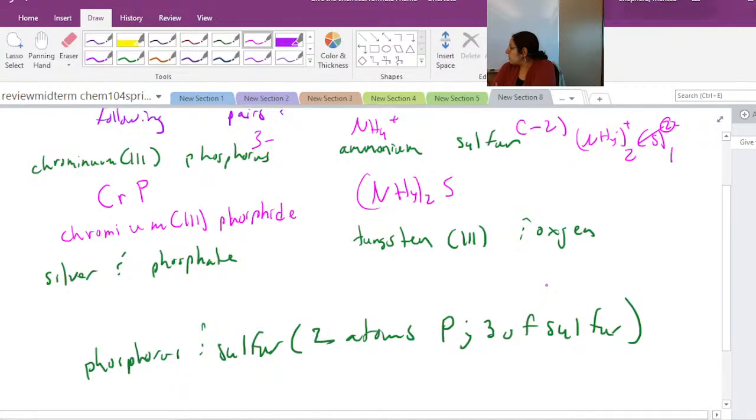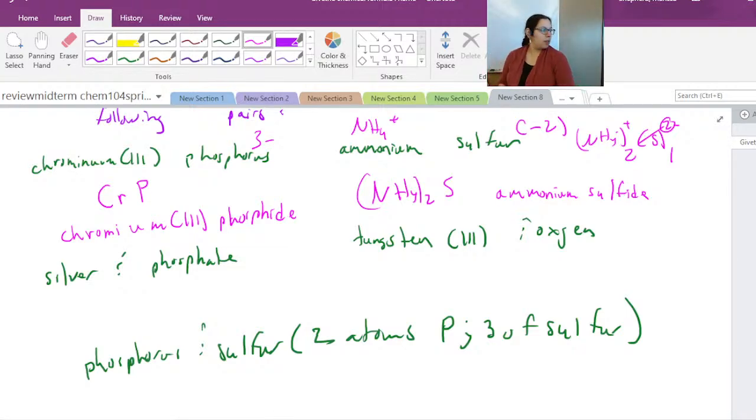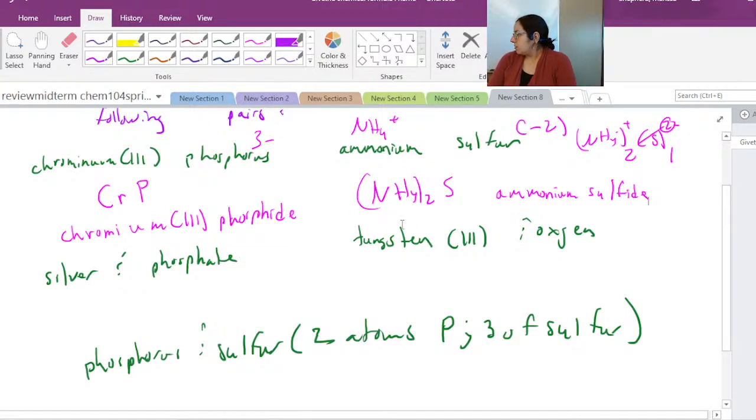And then how do we name it properly? So ammonium sulfide. So again, just change that ending to "ide," and we're talking about just one single element. All right, that looks good. Questions on these two so far?